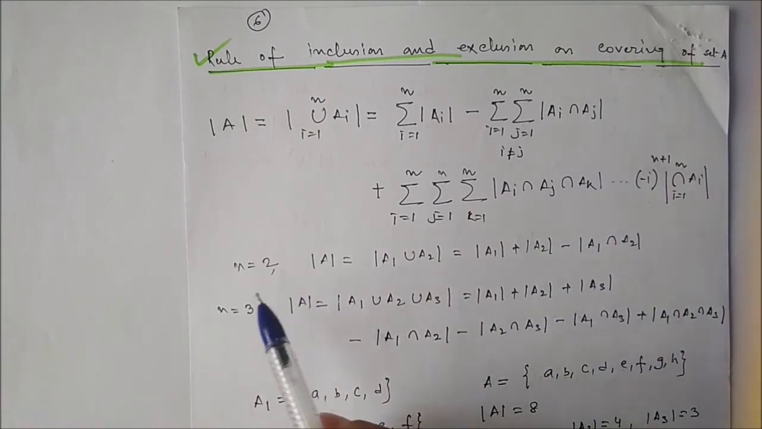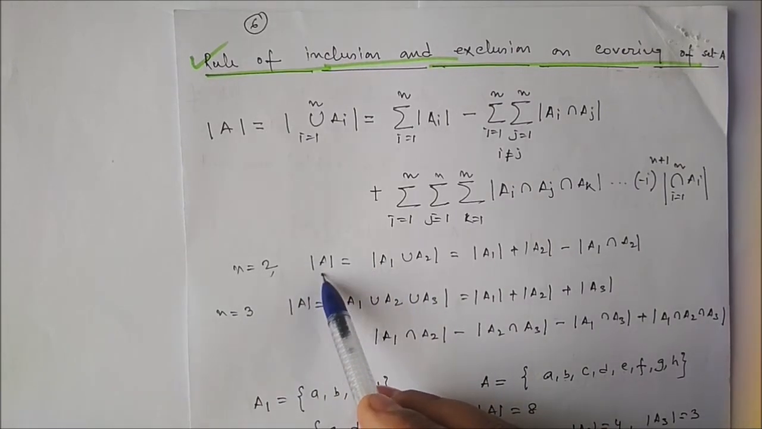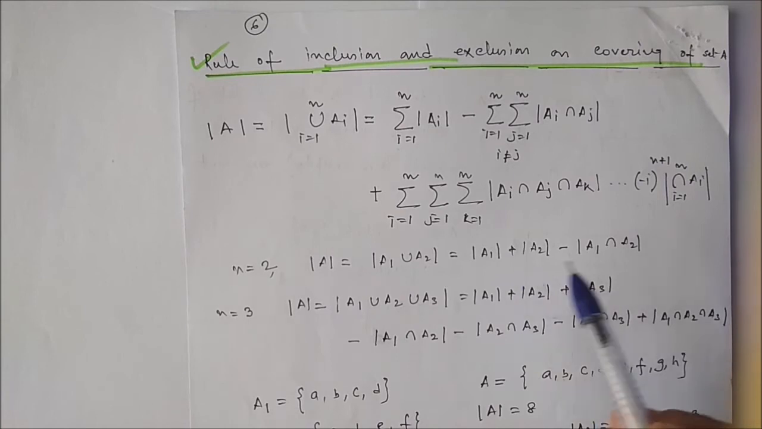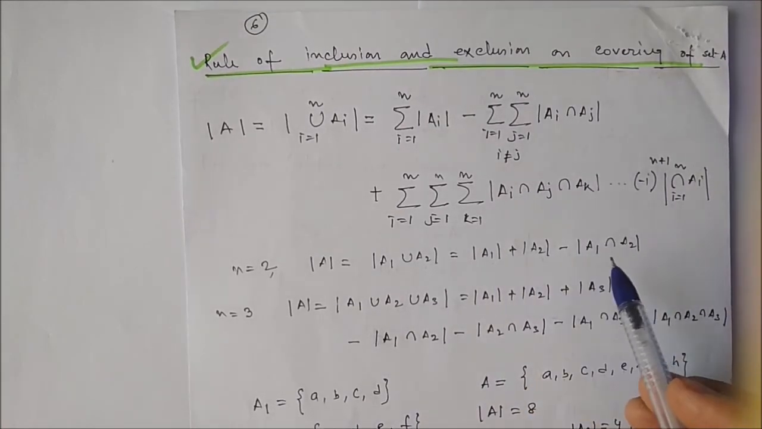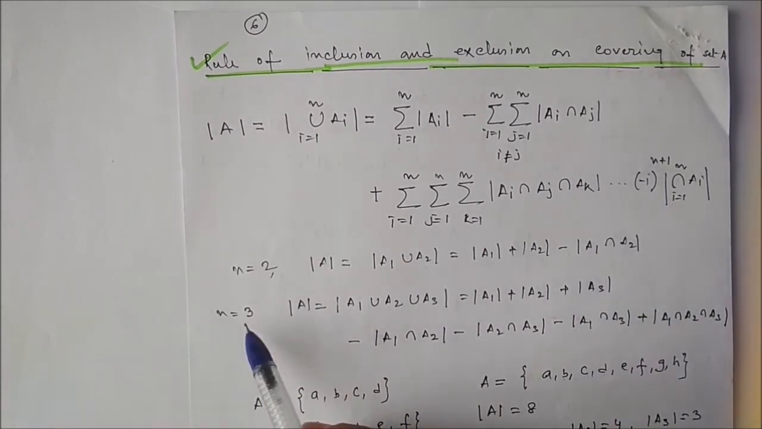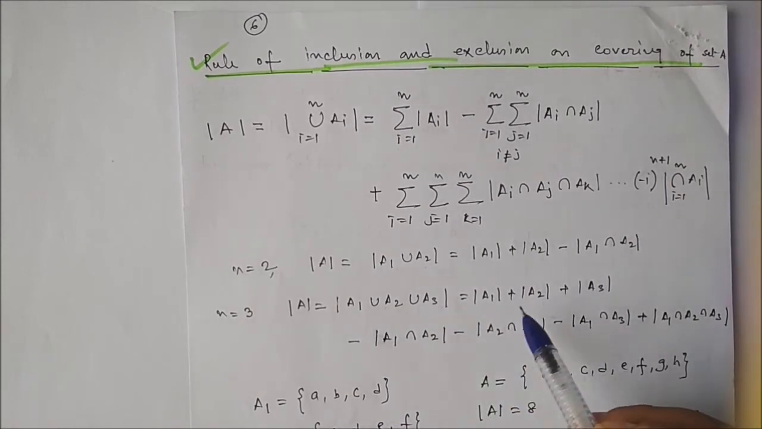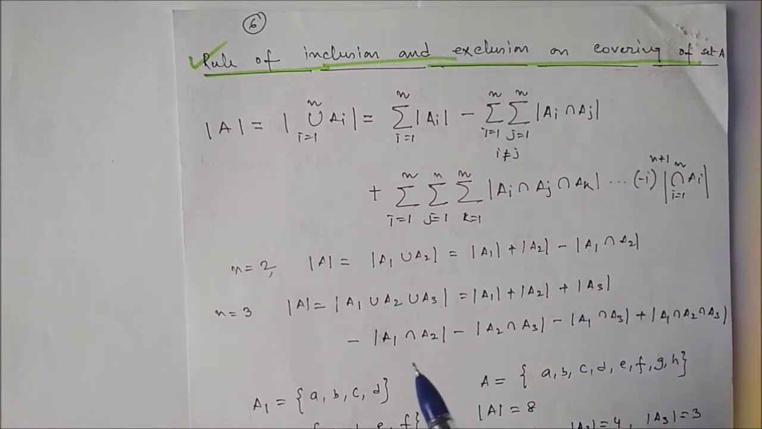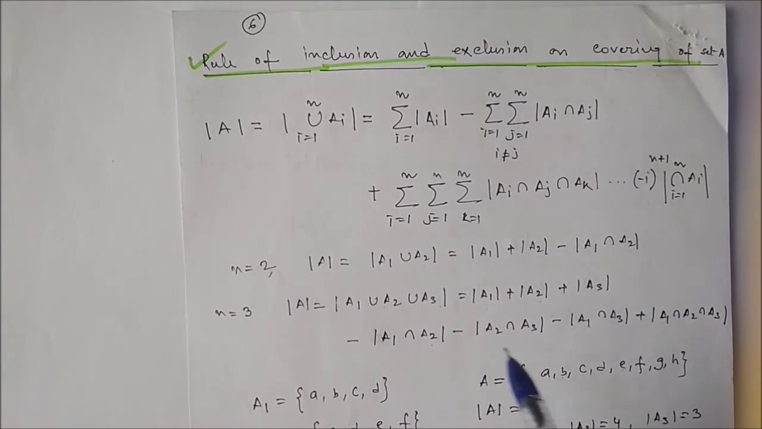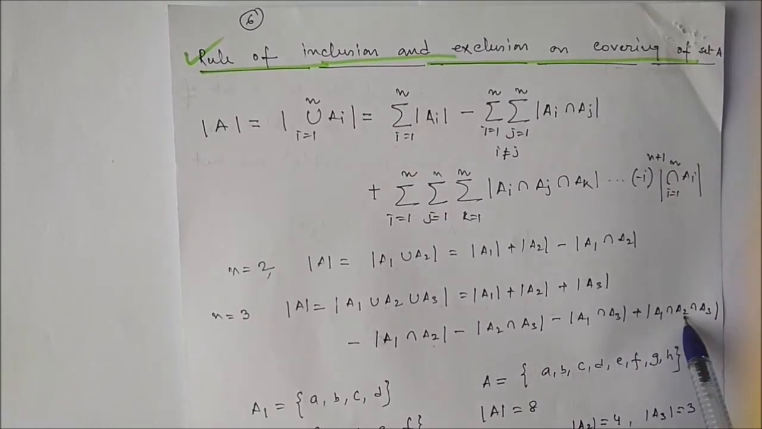So if n is equal to 2, then the cardinality of A is the cardinality of A1 union A2, so the output is cardinality of A1 plus cardinality of A2 minus cardinality of A1 intersect A2. Similarly, for n equal to 3, the cardinality of A1 union A2 union A3 is cardinality of A1 plus cardinality of A2 plus cardinality of A3, minus cardinality of A1 intersect A2, minus cardinality of A2 intersect A3, minus cardinality of A1 intersect A3, plus cardinality of A1 intersect A2 intersect A3.